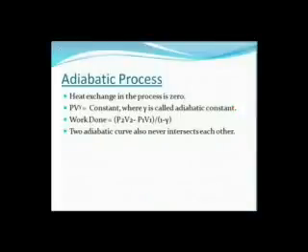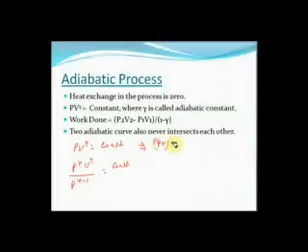Now we'll see the relationship between temperature and pressure in an adiabatic process. Since we already know that for an adiabatic process PV^gamma is constant, we can write this equation as P^gamma V^gamma by P^(gamma minus 1) is constant. Now we can write this as (PV)^gamma by P^(gamma minus 1) is constant.